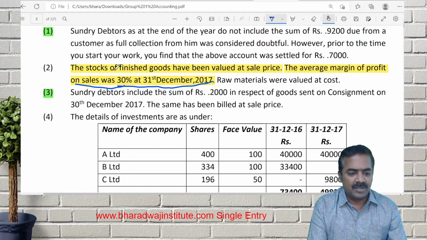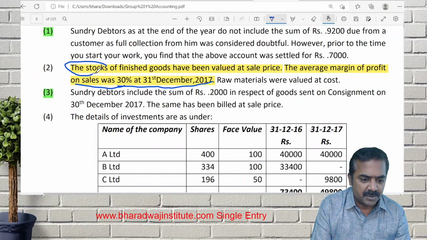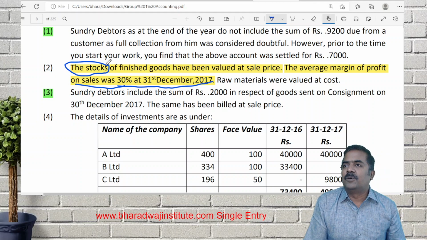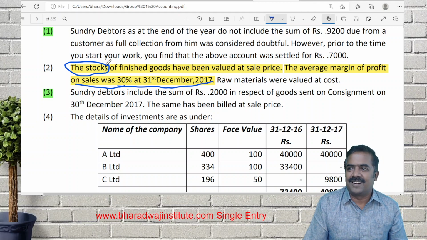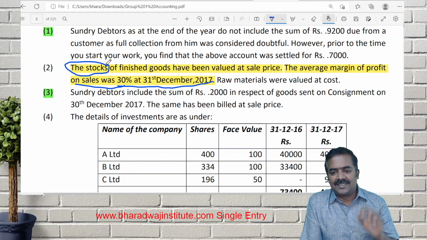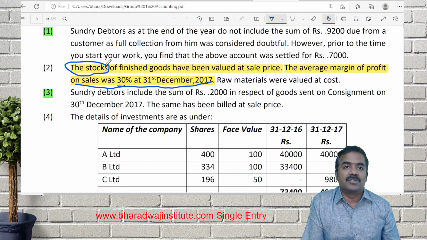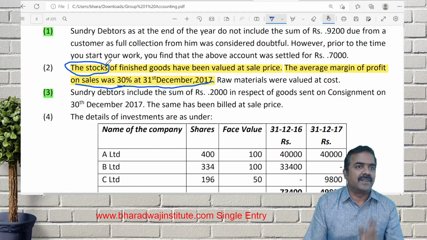But look at the word: the stocks of finished goods. Stocks means both which stock? Opening stock and which stock? Closing stock. If he had said only closing stock, we would value it like this, but he has not said so. And the 31st December 2017 information, is it related to stock or profit?